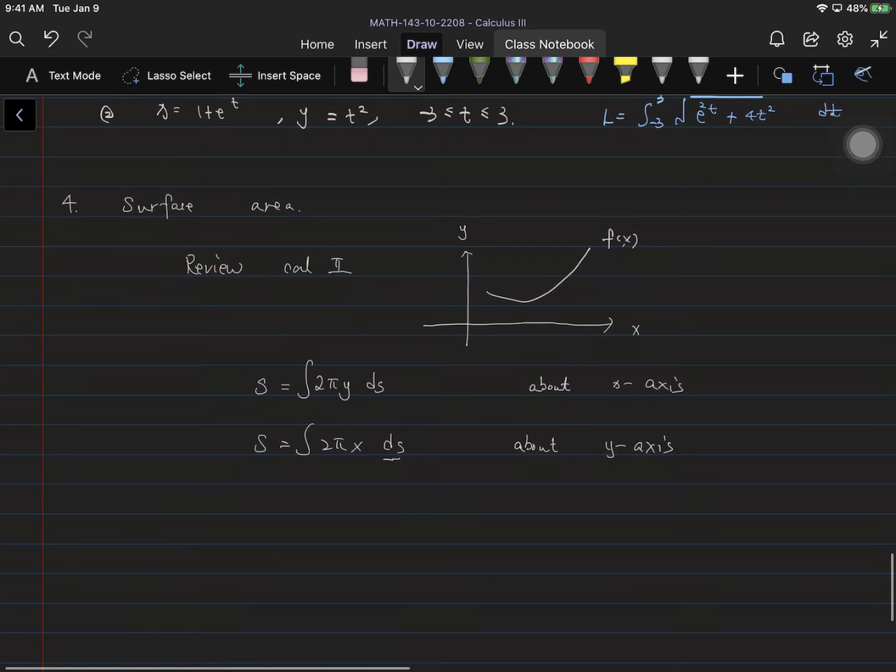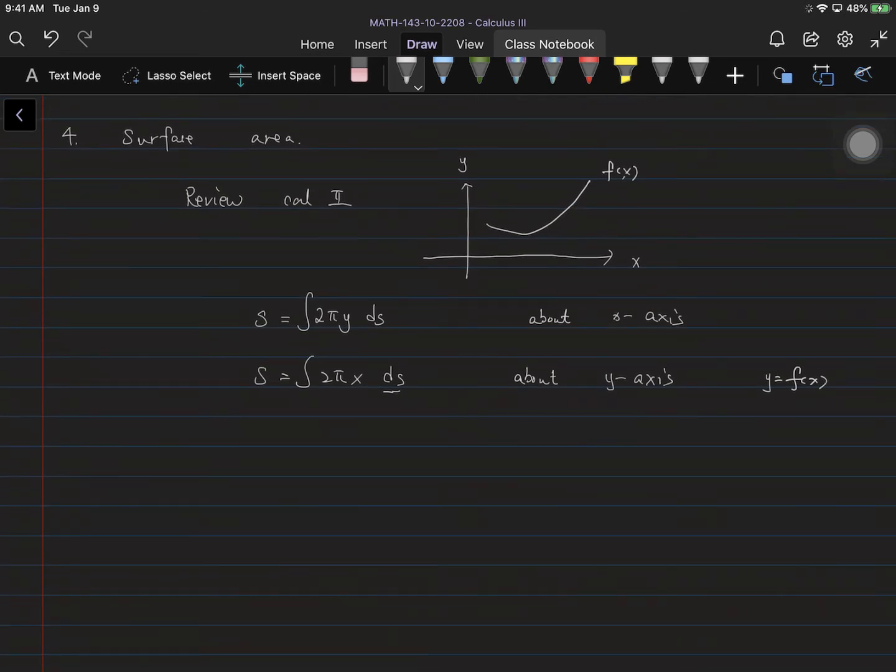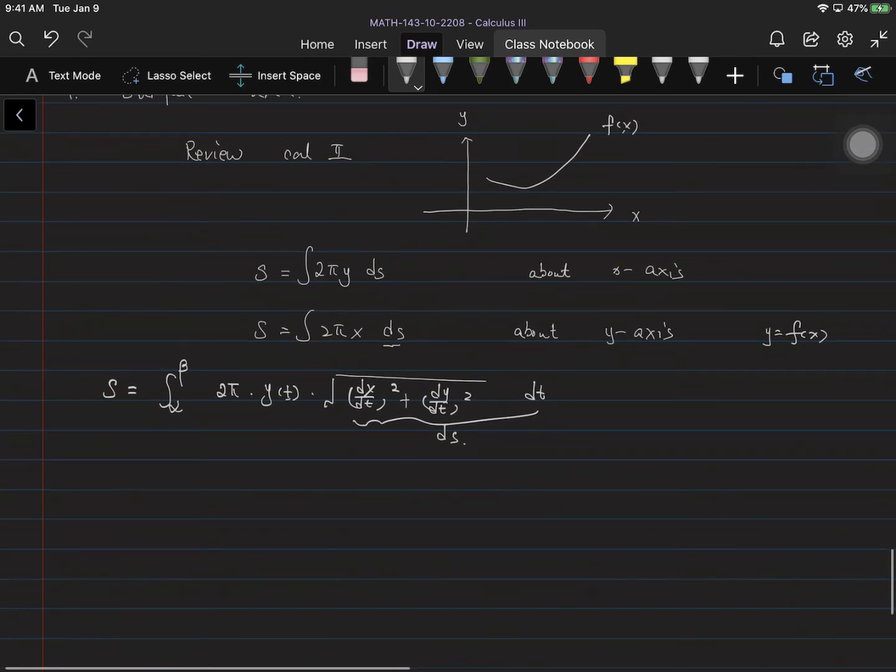This is for the Cartesian coordinate function, a regular function, y equals f(x). Right now, for the parametric equations, it's very similar. We just change the bounds for t, alpha to beta. So 2 pi, and the y is still just y(t). And for the ds, here we plug in the arc length formula, which is the square root of (dx/dt) squared plus (dy/dt) squared, and dt. So this is the ds. It's just arc length.